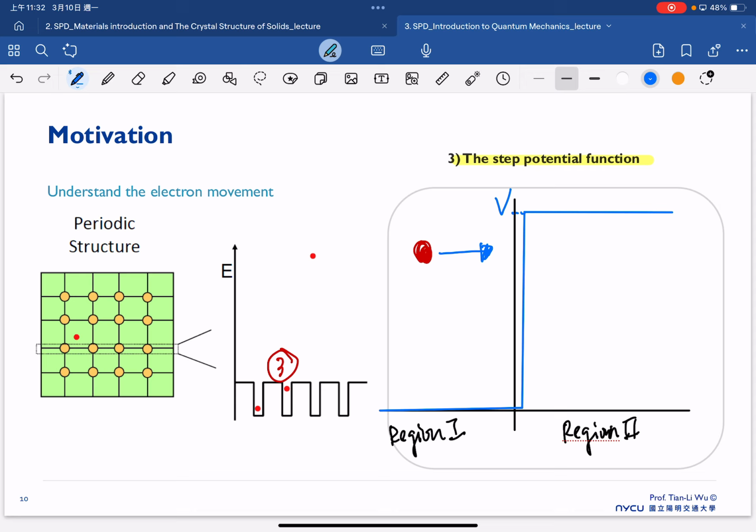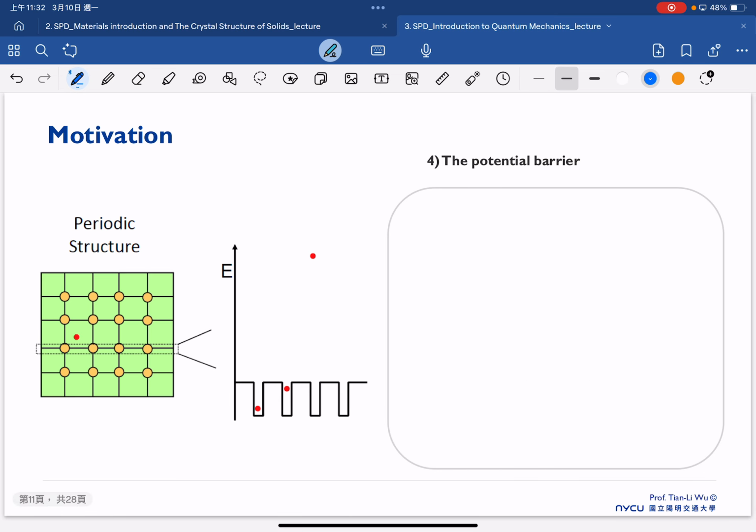Sorry, we still have the fourth one. The fourth one is a combination of the previous three, which is the potential barrier. Because in this case, the electron not only faces a step; the electron can move to this potential barrier and reach the other side.